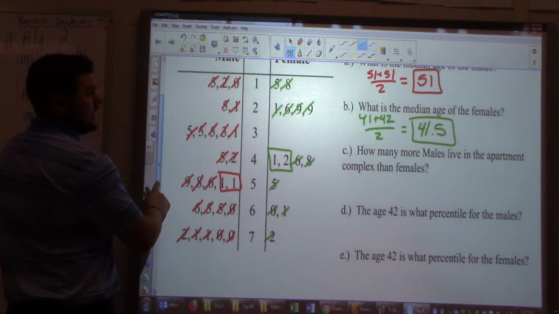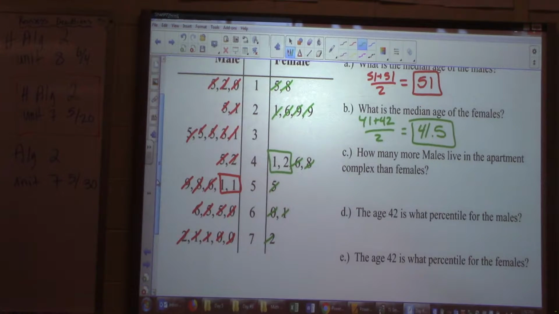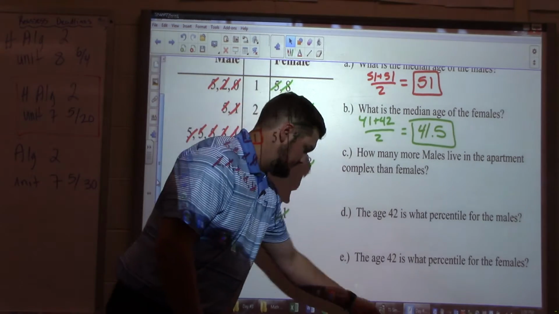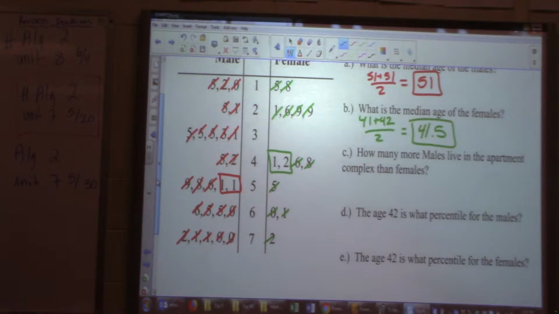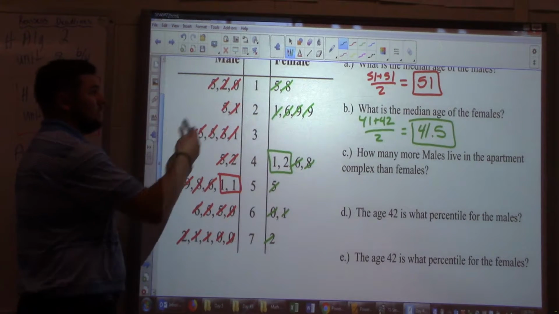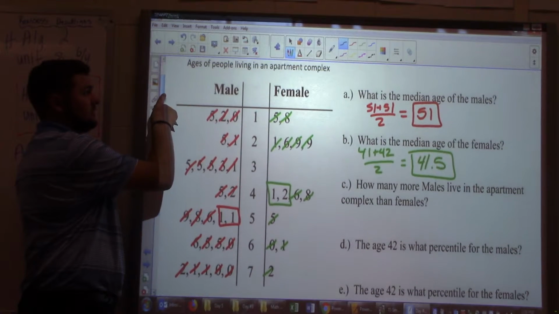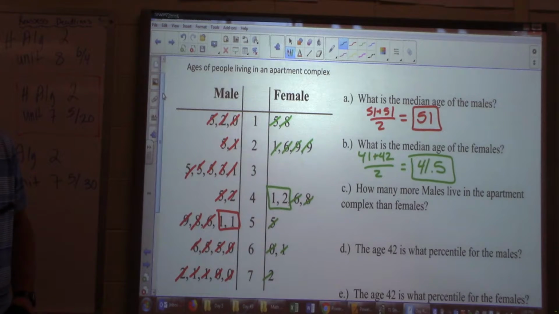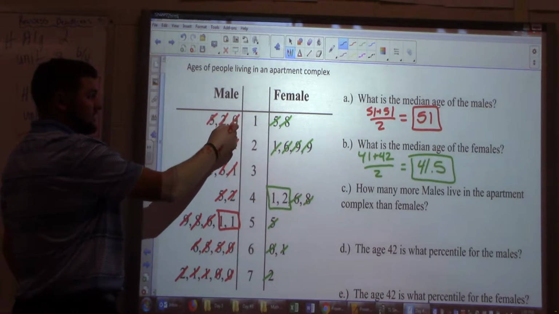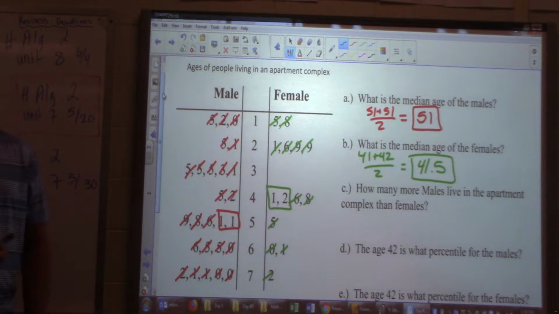Alright. How many more males live in the apartment complex than females? Jalen, how many more males live there than females? How would you go about doing it? Add them all up. What do you mean by that? What does each of these numbers represent? They're the ages of the people living in the apartments, right? So if I count up the number of ages of males and the number of ages for females, I should be able to subtract them. Just figure out how many more there are.